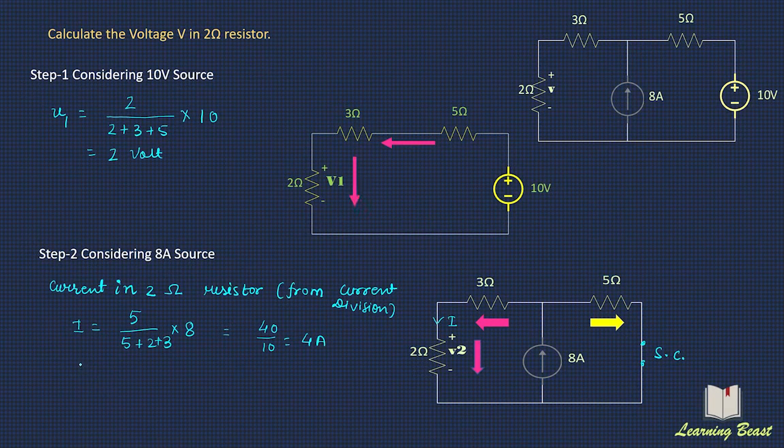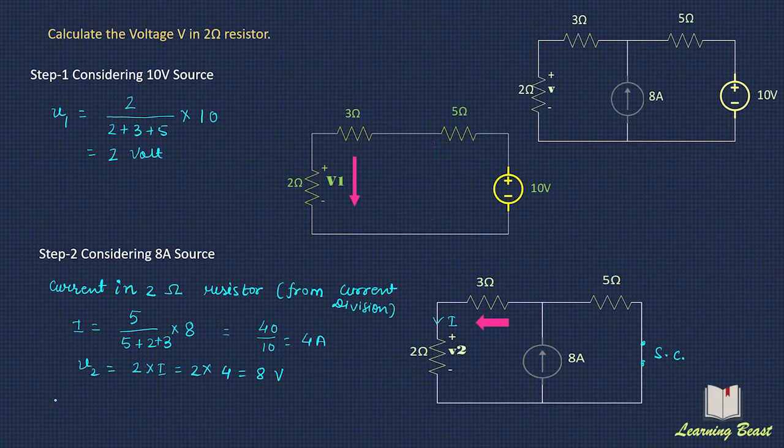Now the voltage V2 is equal to, from Ohm's law, current into resistance. So 2 is the resistance into 4, the value of I. So 2 into 4 is equal to 8 volt. Now we will check the polarity of V2. As the current is flowing in this way from top to bottom, positive will come here and negative will come here. As we know, the current always flows from higher potential to lower potential. So in both cases, the polarity of V1 and V2 is the same.